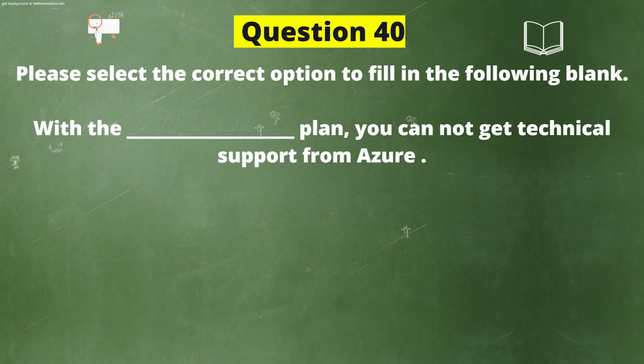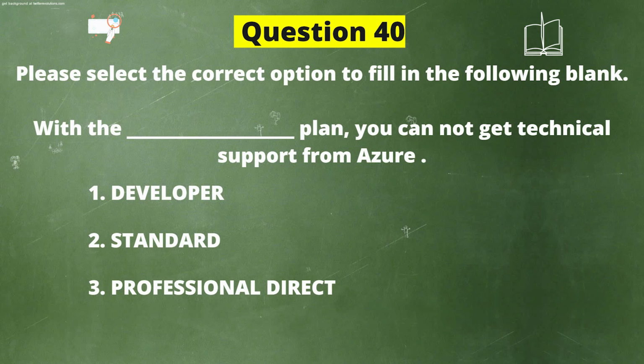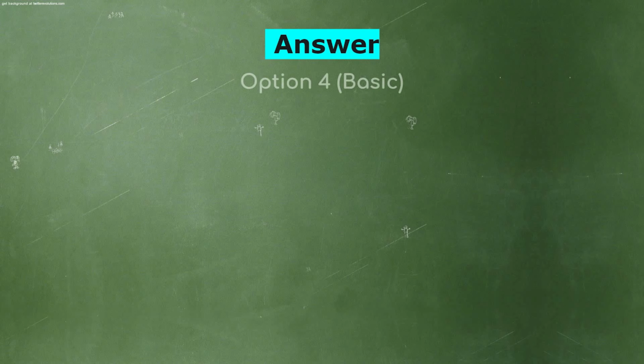Next question. Please select the correct option to fill in the following blank. With the blank plan, you cannot get technical support from Azure. And the options are 1. Developer. 2. Standard. 3. Professional Direct. 4. Basic. And the correct answer is option 4.